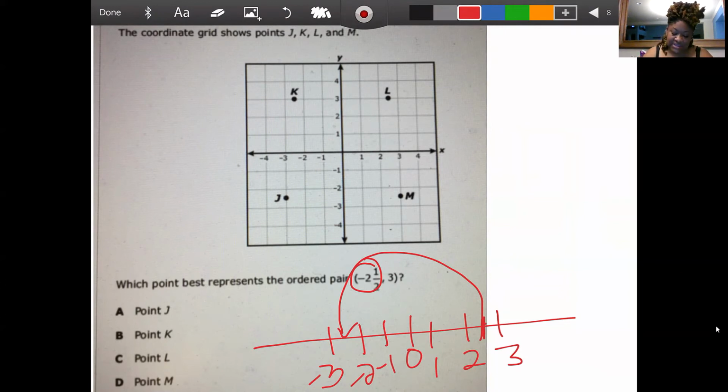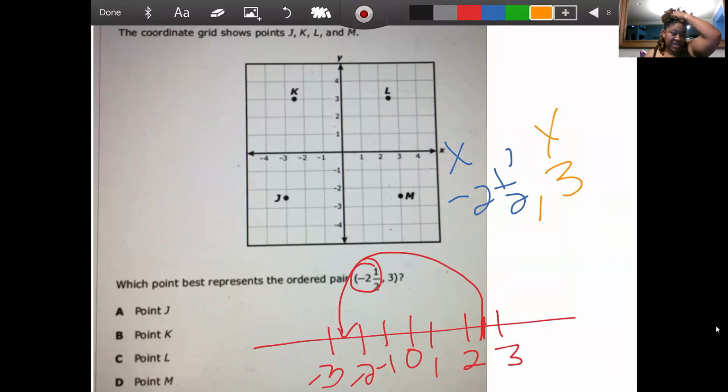So your X is going to be -2.5, and your Y is going to be +3. So go ahead and plot that. Always start at your origin. Your X-axis is horizontal. If it's negative, go left. If it's positive, go right. And then 3 is your Y. If it's positive, go up. If it's negative, go down. And you should be able to find your answer.